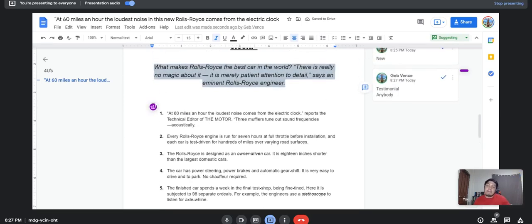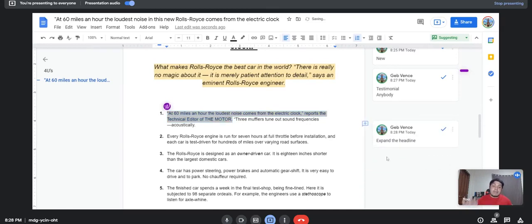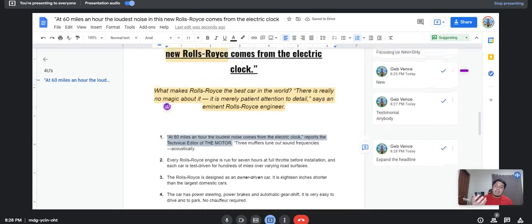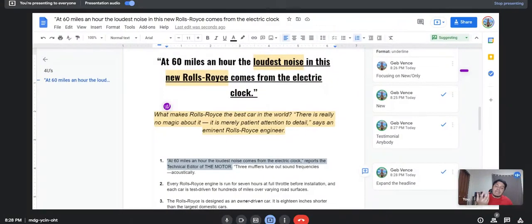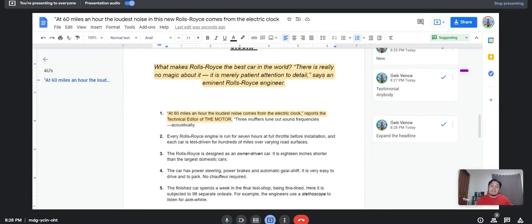Number one, sa baba. At 60 miles an hour, the loudest noise comes from the electric clock, reports the technical editor of the motor. Three mufflers tune out sound frequencies acoustically. Okay, so dito, what he did was he expanded the headline. Pansin nyo that it expanded the headline because he used the first part of the headline itself. Then, ni-repeat niya ulit yung sub-headline na nagtotalk about the Rolls-Royce engineer. So, yeah, expanded on the headline. Okay. And three mufflers tune out sound frequencies acoustically.